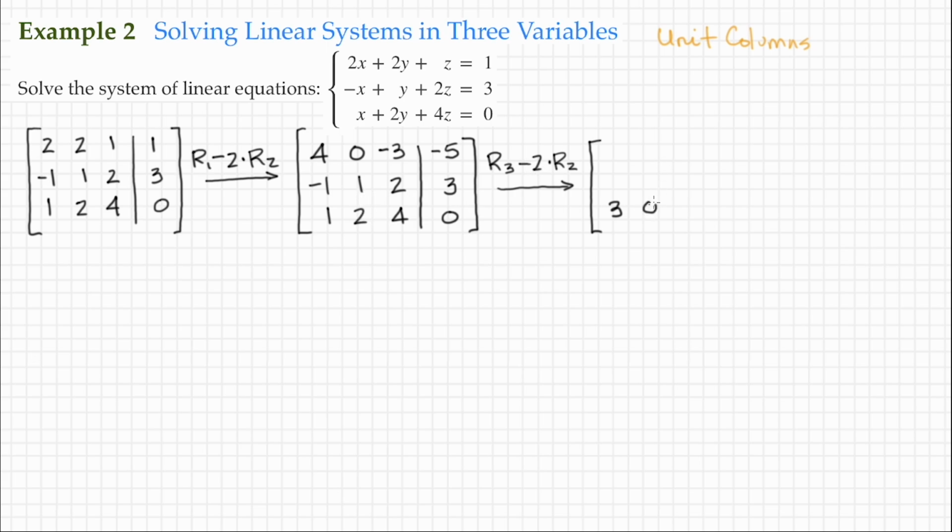That's the whole idea. 2 times 2 is 4. 4 minus 4, 0. Put in our vertical line. 3 times 2 is 6. 0 minus 6, that's -6. Now we can close off our bracket here. And we fill in the rest of the values. 4, 0, -3, and -5. -1, 1, 2, and 3. So we have now changed this column into a unit column. So we're done with this column.